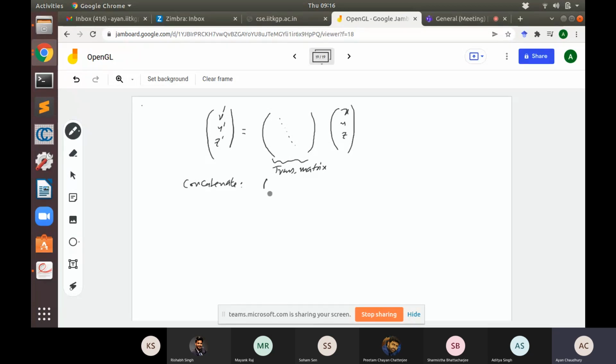So that means if you can have x prime, let's consider 2D. So x prime, y prime. So let's say this is m1, this is m2, and so on, and then xy. But there are different ways to concatenate. So should m1 come before m2 or m2 come before m1? So there are basically two ways to concatenate.